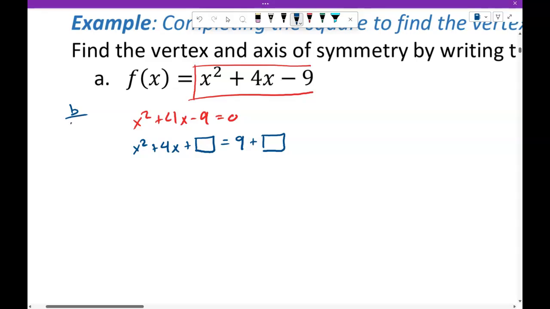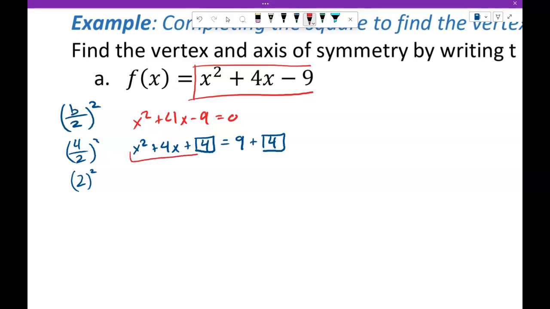Recall that what goes in the box is our formula, b over 2 squared. In this case, our b value is 4. Divided by 2 gives us 2. And when we square it, we get 4 again. So what goes in the box is the value 4. We've now created a perfect square trinomial that factors to be x plus 2 quantity squared, and the right side simplifies to 13.